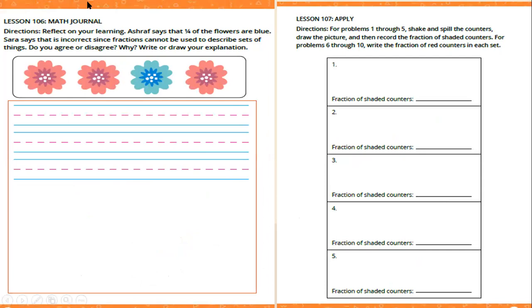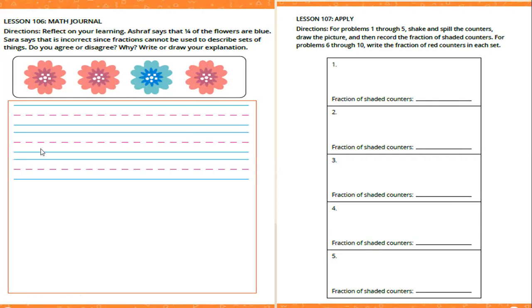Now, lesson 106, reflect on your learning. Ashraf says that 1/4 of the flowers are blue. Sarah says that this is incorrect, since fractions can't be used to describe sets. Now I have 4 parts, 4 flowers. How many blue flowers? We have 1 blue flower.